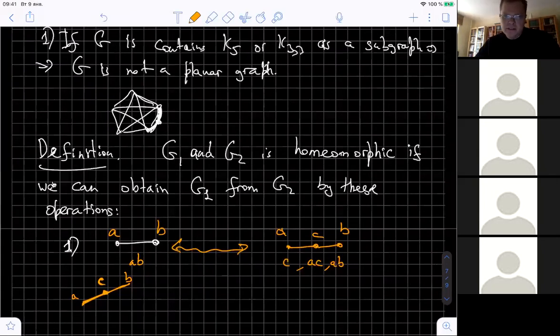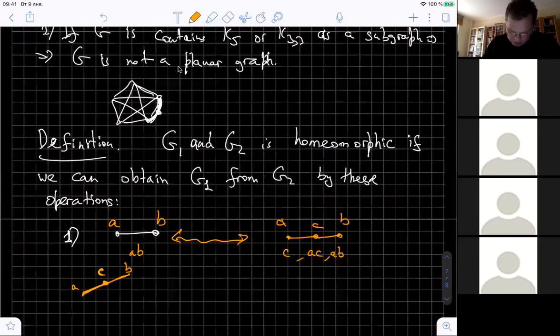Okay, sir. So K5 and K3,3 are the minimum graphs that are not planar. Yeah. So is there a proof for that?